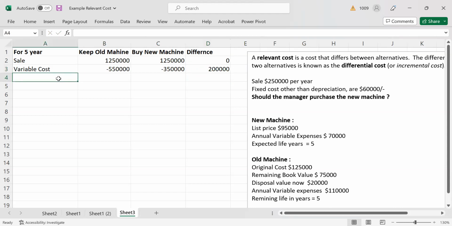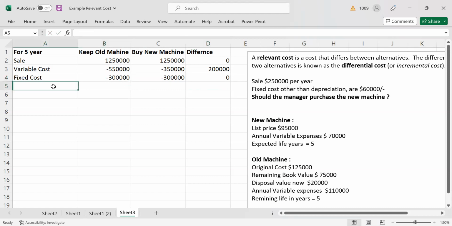And next we are going to write here fixed cost. So what is the fixed cost in this case? The fixed cost will remain fixed whether you keep the old machine or you buy a new machine. So fixed cost is $60,000. So 60,000 multiplied by 5 will be minus $300,000 here. It is exactly the same figure whether we keep the old machine or buy a new one, and there is no difference at all. So that will be the sunk cost, you can say.